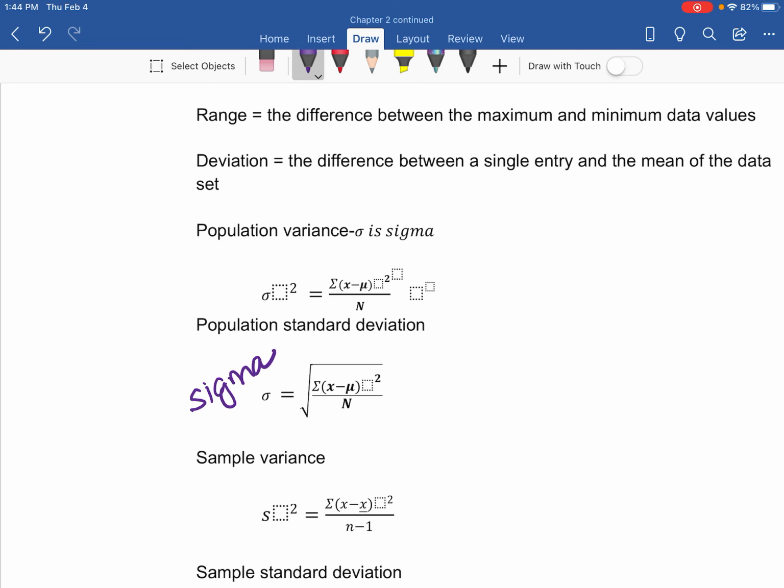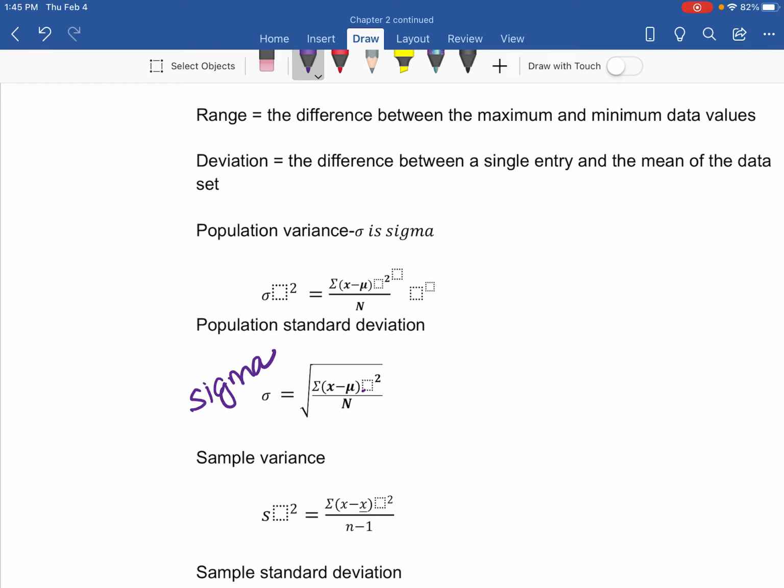And it is calculated by looking at the distance of each data point from the mean, adding all those distances together, squaring those distances because you don't want the data pieces that are above the mean, which would have positive differences, and the data pieces below the mean, which would have negative differences, to cancel out each other. So you would square each of them and then add them all together and then divide by how many there are. So it's the average distance from the mean.